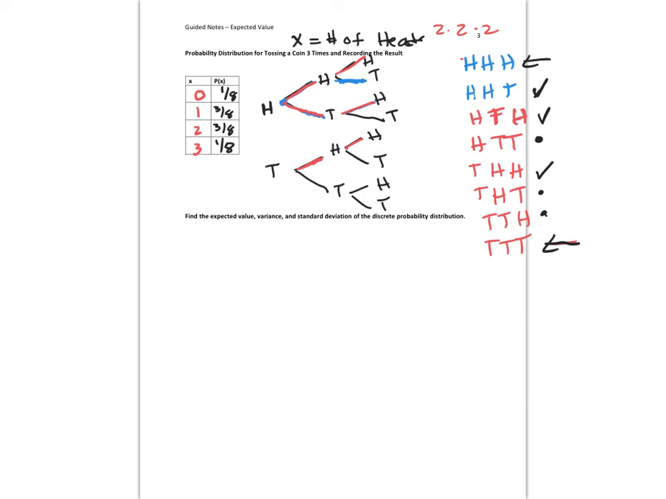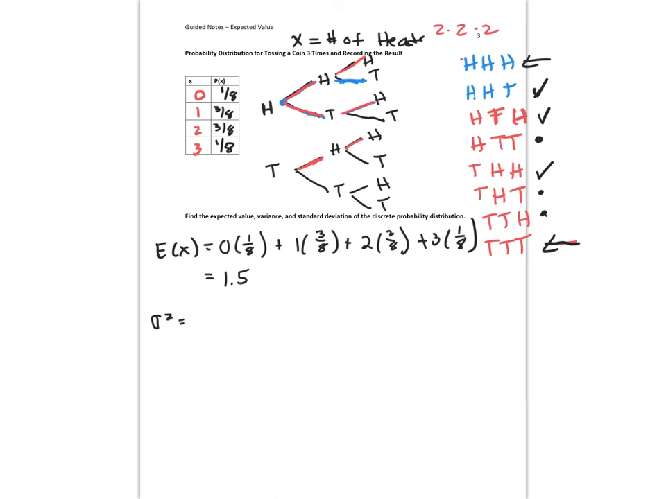So now let's find the expected value. That's going to be 0 times 1/8, plus 1 times 3/8, plus 2 times 3/8, plus 3 times 1/8. I did that work and got 1.5. 3 halves is 1.5.